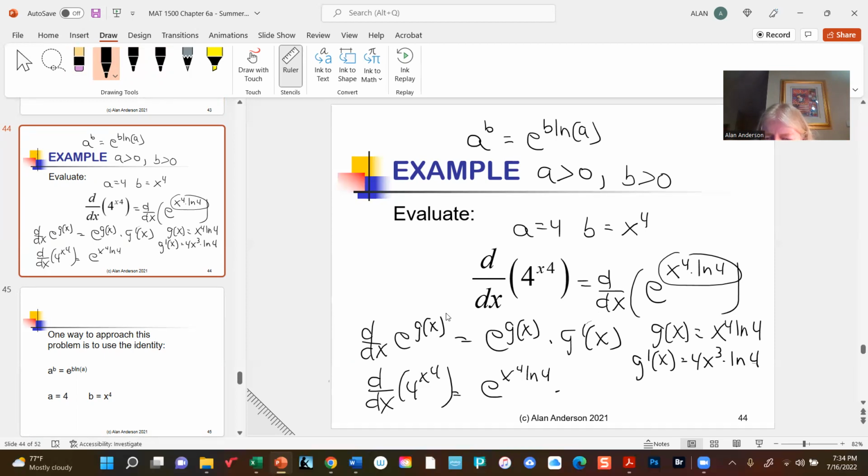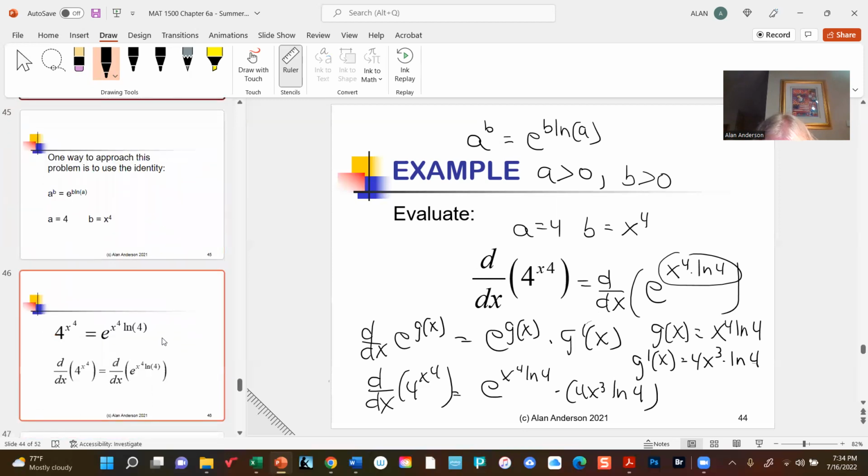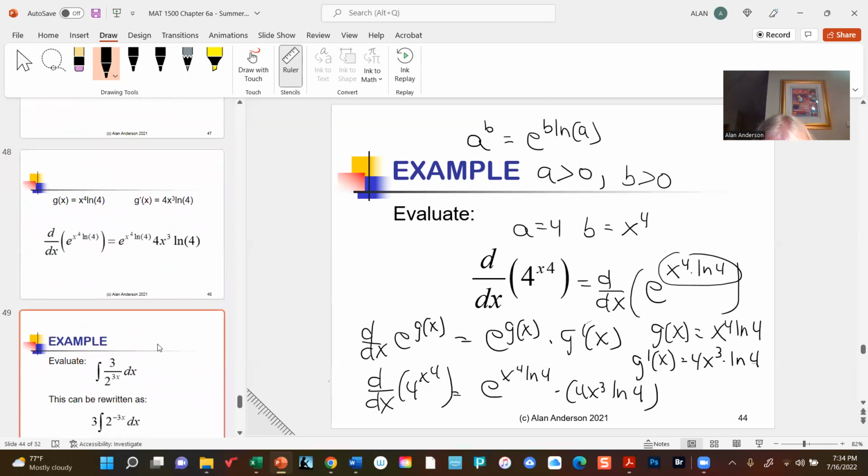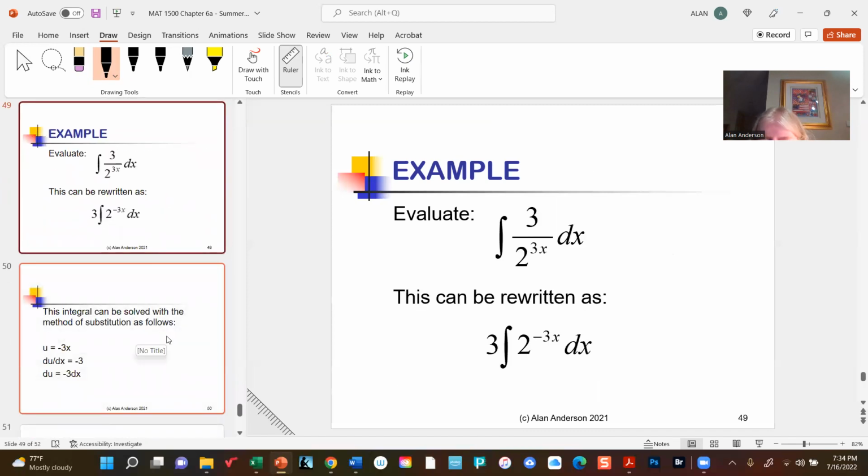And then g prime of x here would be 4x cubed log 4. And there's really not much simplification that you can use here. Okay. Now here's another one. What are we supposed to do now?